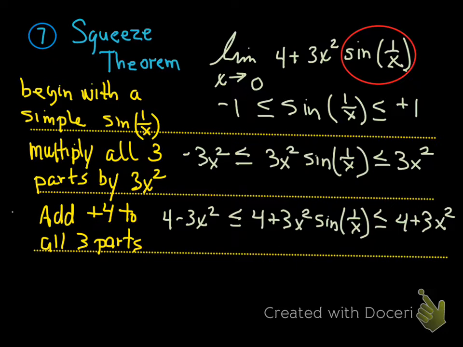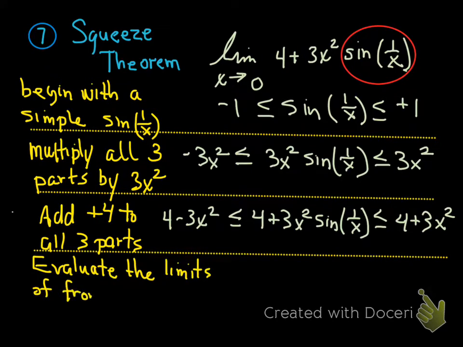Now, it doesn't look like we've accomplished anything except making a complicated problem more complicated. But the beauty of the squeeze rule is this. I know that the function in the middle lives in between the guy on the left and the guy on the right, greater than or equal to the guy on the left, less than or equal to the guy on the right. And I'm going to be able to successfully evaluate the limit of the far left expression and the far right expression. Take a look. I'm going to evaluate the limits of the far left and the far right.